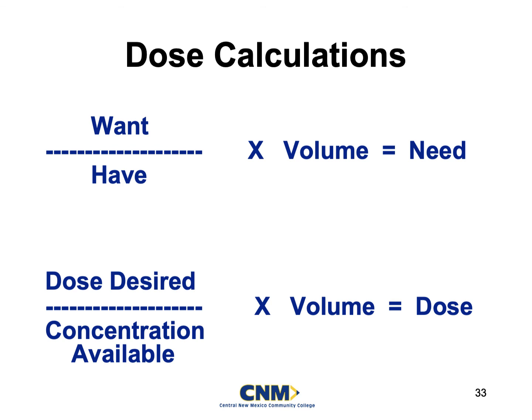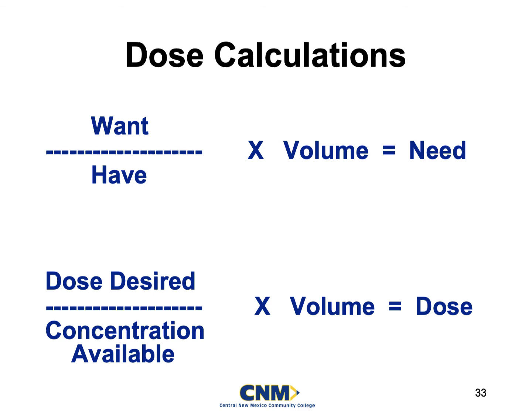Okay, so let's go back to our Narcan. There's two different flavors of Narcan. There's 0.4 milligrams in 1 milliliter. Okay, that's what your vial says. You have 0.4 milligrams in 1 milliliter. You want 0.4 milligrams. So you're going to take your want, 0.4 milligrams, divided by what you have, 0.4 milligrams, times the 1 milliliter, which is the volume that medication is sitting in. Your need is going to be that 1 milliliter.